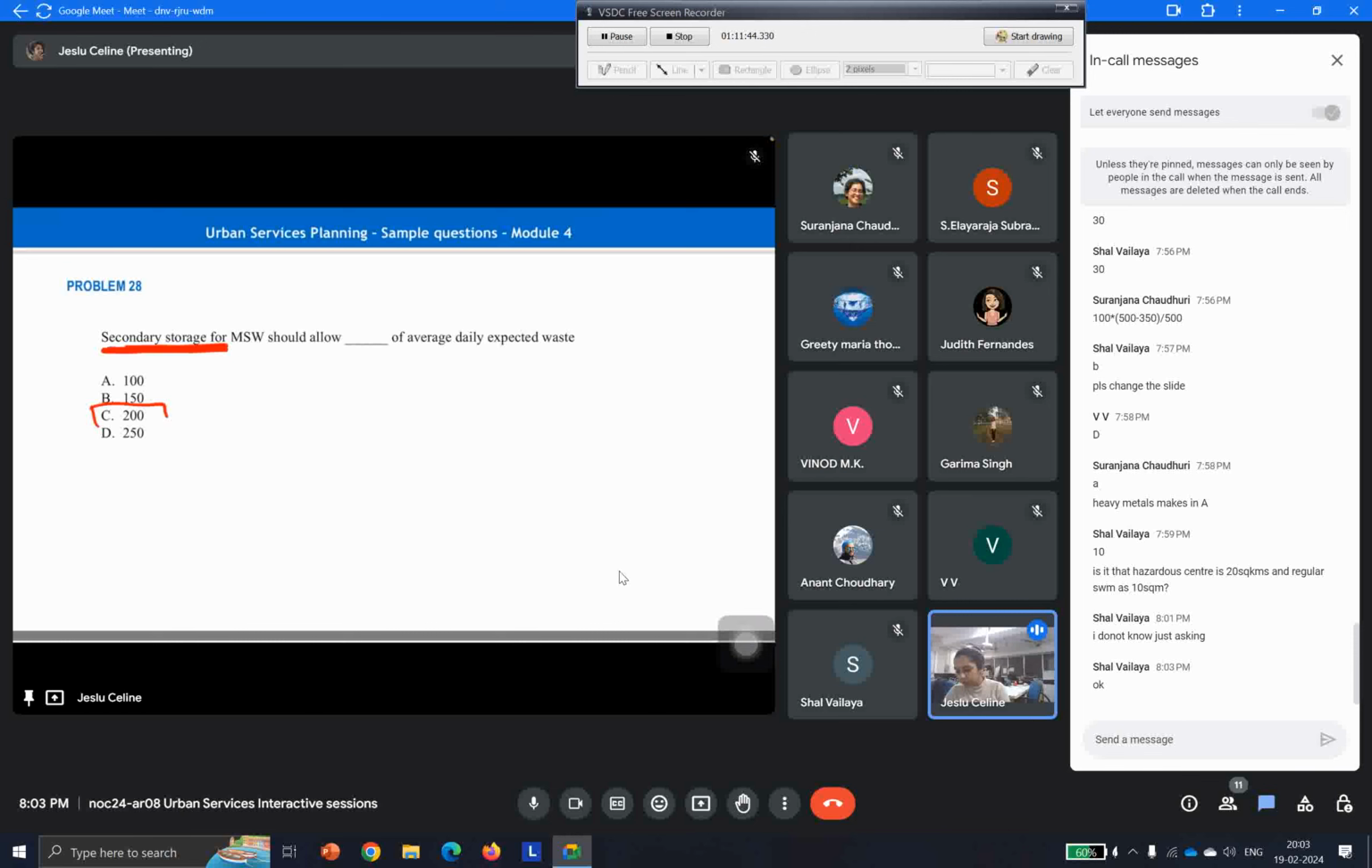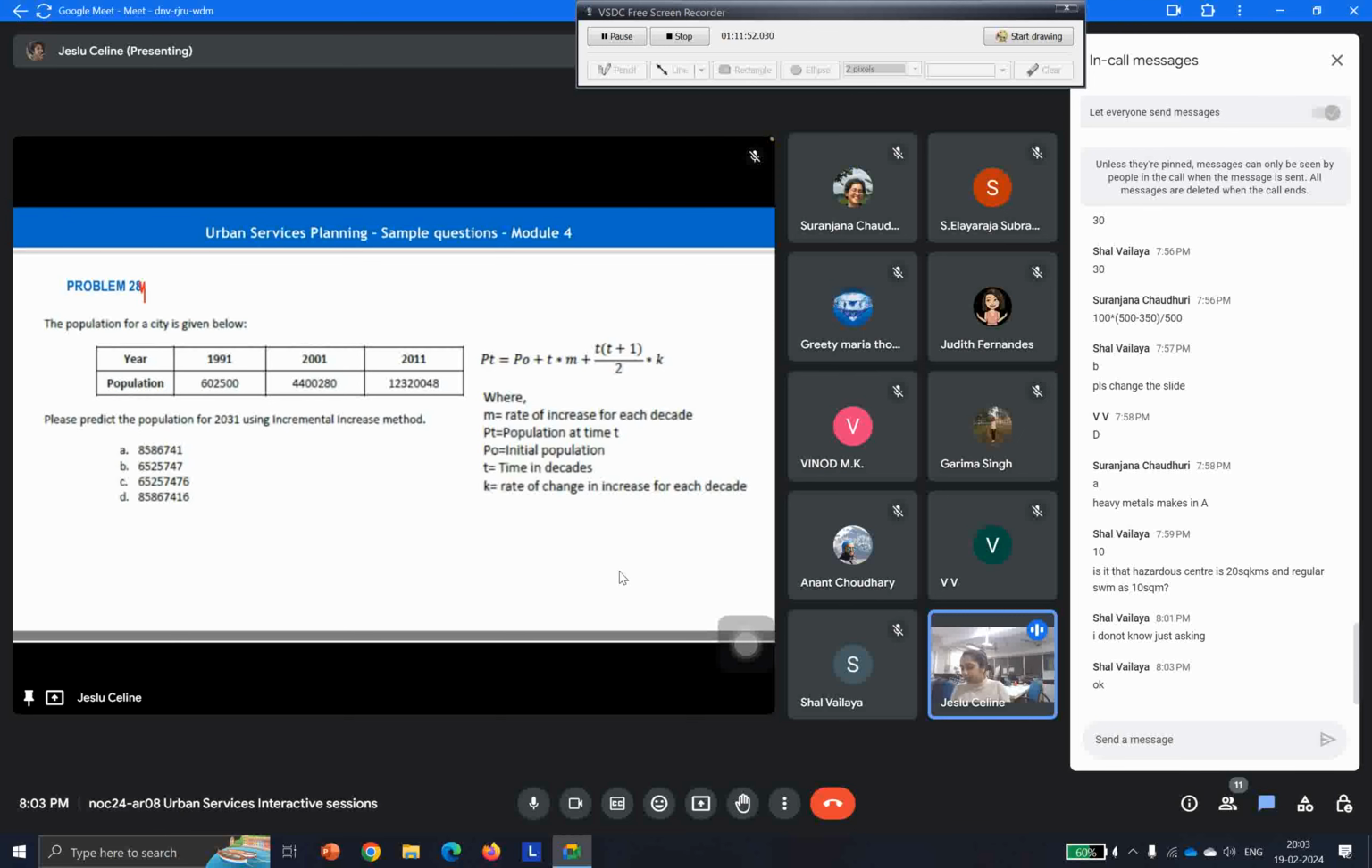Right, so I think that's it. Oh no, there's a small problem also. The last question, that's 29. This is a problem which we did in the class before last. In week two, we had discussed a very similar problem on population projection using the incremental increase method. In this week's lecture also, we discussed certain case studies where the incremental increase method was used to predict population and the waste generated by this population. So we're doing a very similar problem again.